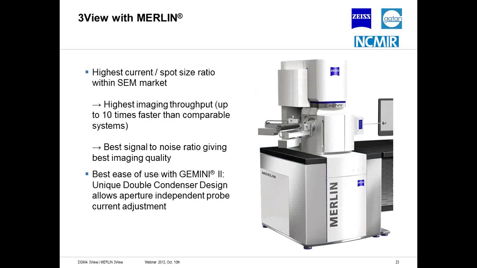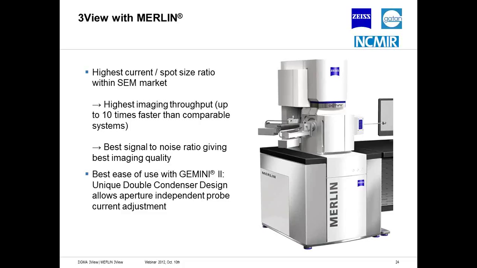If you want to have very high speeds, you will go with the Merlin, which has the highest current spot size ratio in the SEM market. With this very high current which it can drive, it is able to image 10 times faster than comparable systems. It has the best signal-to-noise ratio, and so it is optimal if you want to do very large volumes. If you have really great and high data volumes, I think it's the best system in the market.